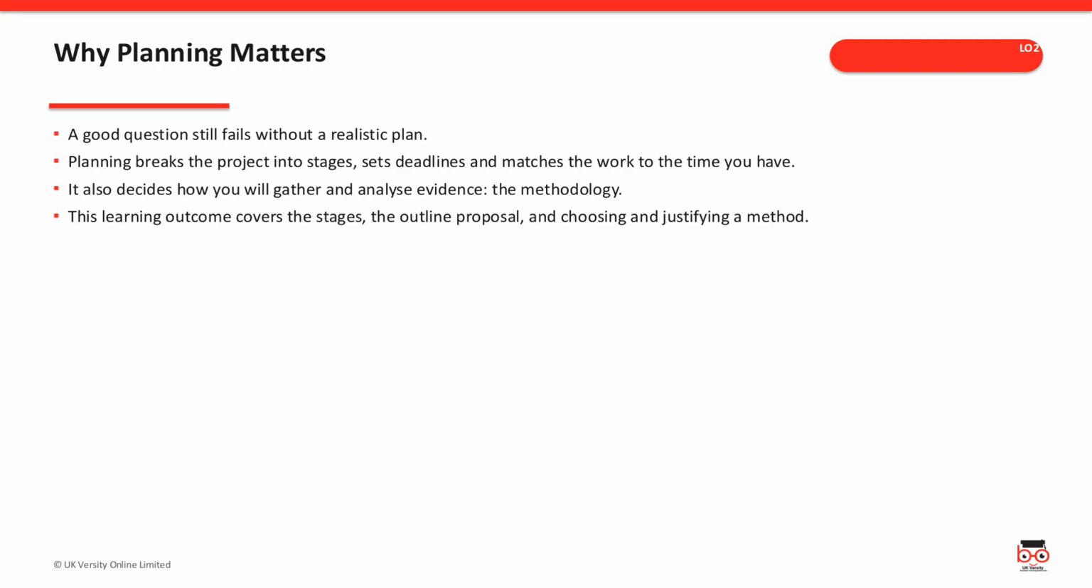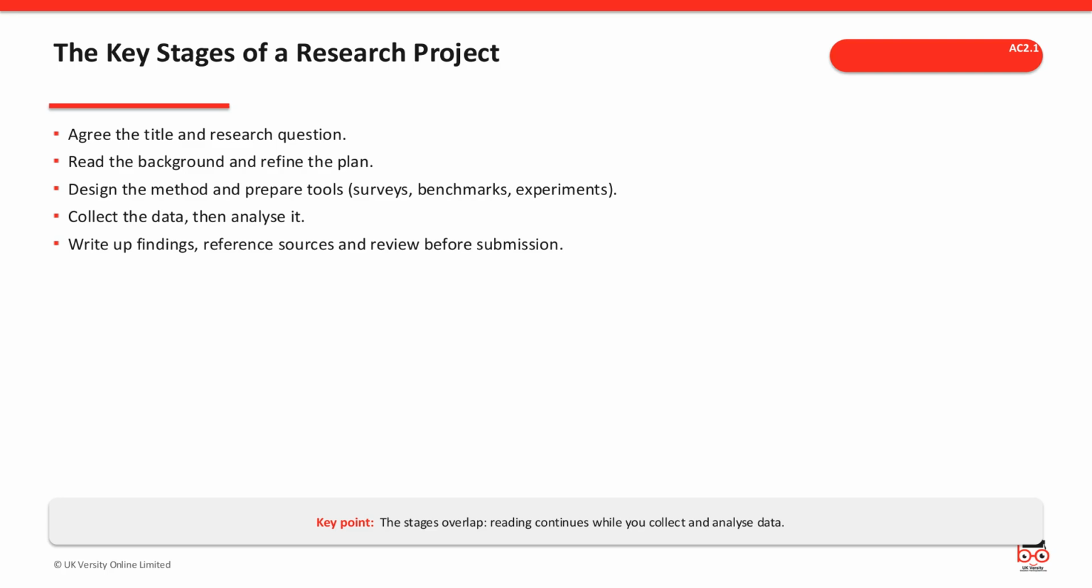Across this outcome, we'll look at the stages of a project, the outline proposal you write up front, and how to choose and justify a method. Say, deciding a survey rather than an experiment fits a question about attitudes. Let's walk through the key stages of a research project.